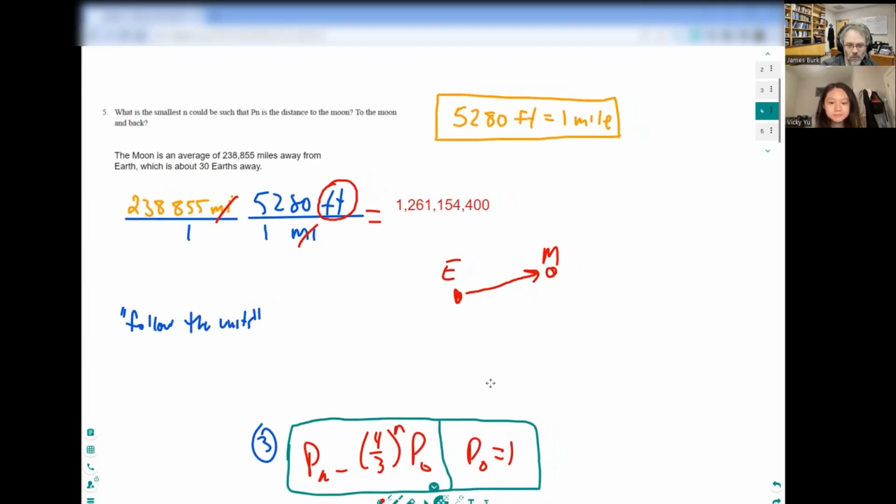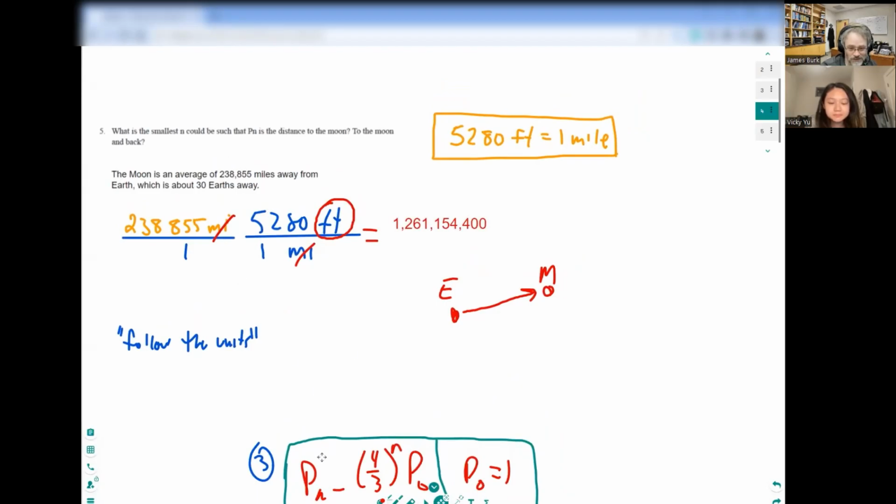Now, when it says the word smallest, what comes to your mind when you hear the word smallest or largest? What kind of math operator? Is it equality? Not necessarily. So I might want to look at something like less than or equal to or greater than or equal to, however you set this up. I just want to make sure that I get the bare minimum that I'm going to need in order to get to the moon. See if that makes sense to you.